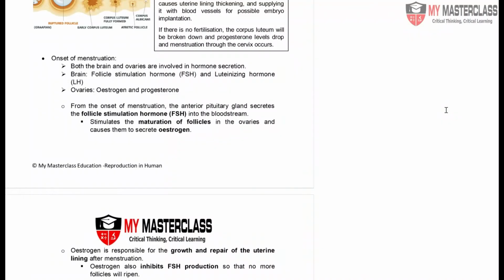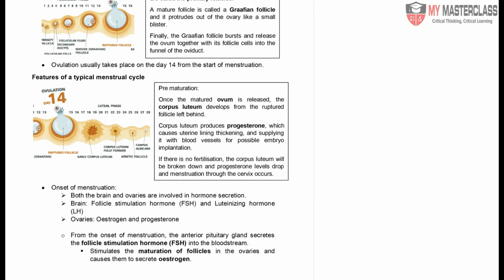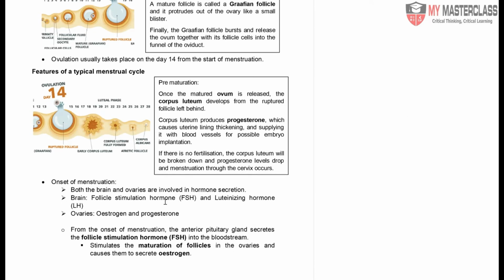So once there is the onset of menstruation, what are the effects or what are the changes that take place? As mentioned earlier on, you will have both the brain and the ovaries being involved in this process. Okay, so let's take it a bit slower at this junction. So we have got both the brain and ovaries involved in the hormone secretion.